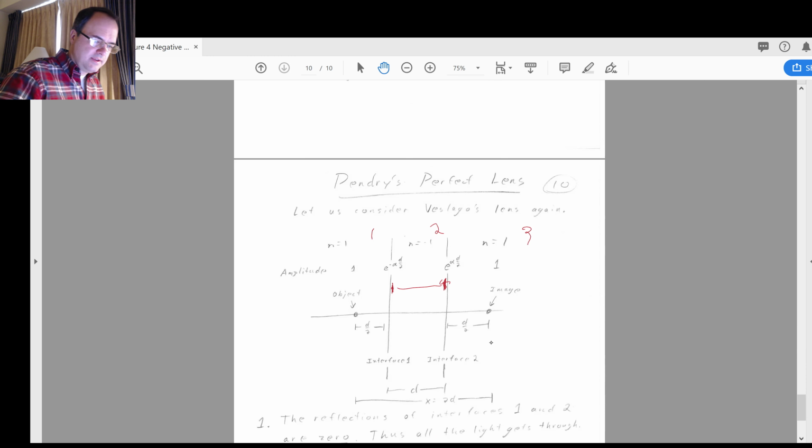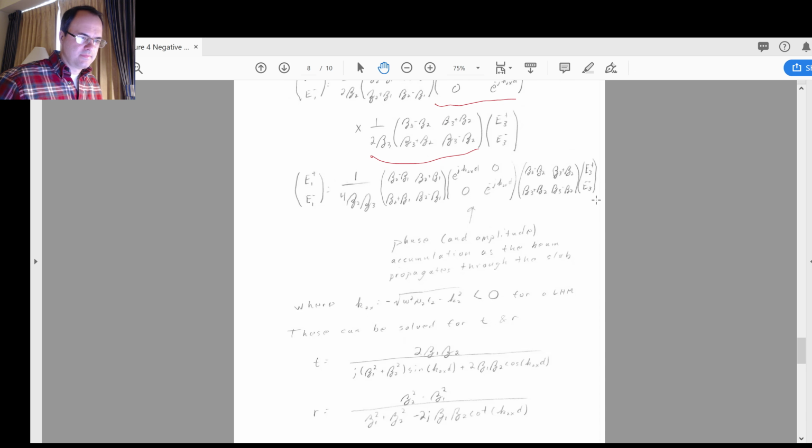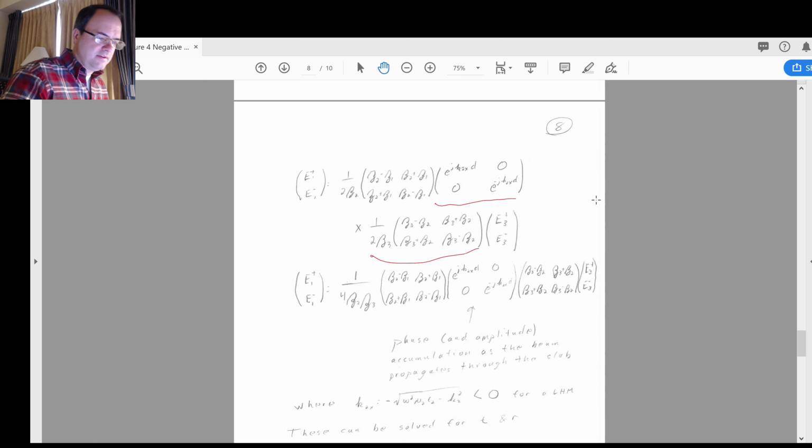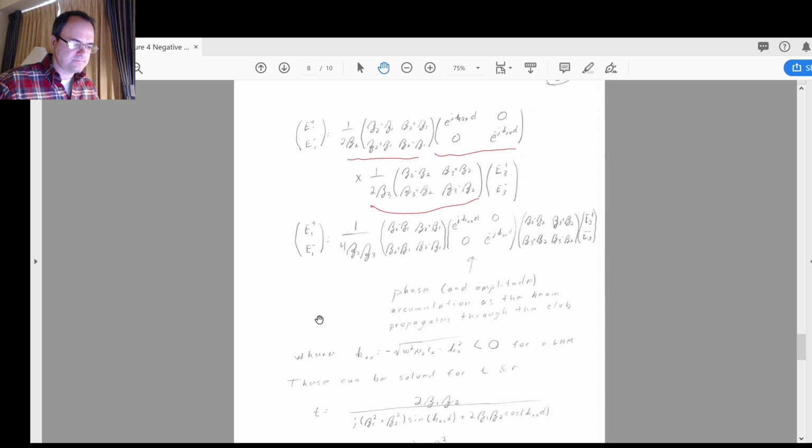Now we have the fields right here, and now we're going to hop over on this side of the interface, and that hopping operation mathematically is done by the application of this transfer matrix. So we just cascade these things. Quite easy. And that's our relationship between the fields in region 3 and the fields in region 1.